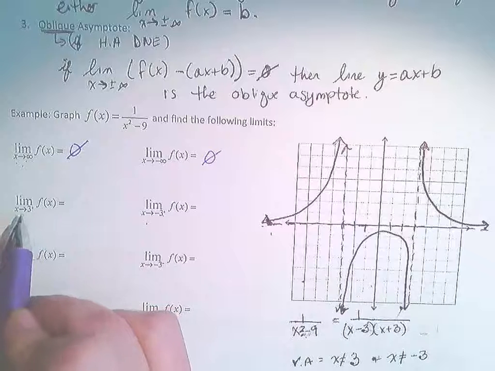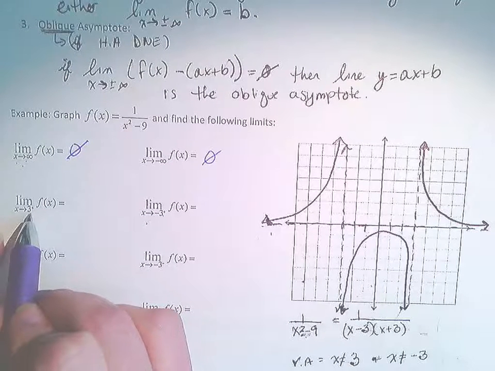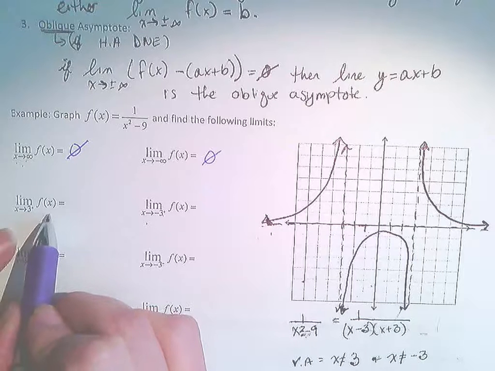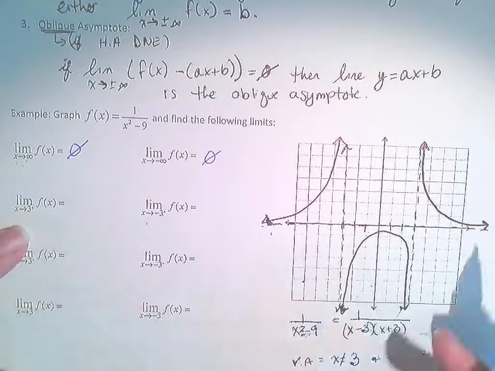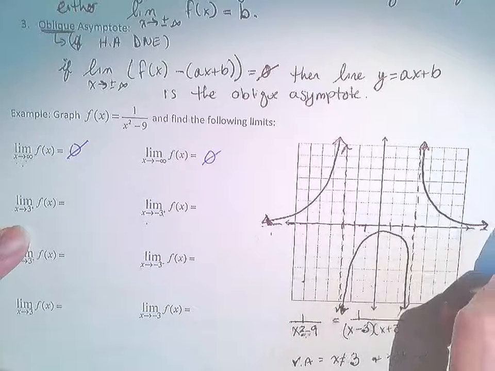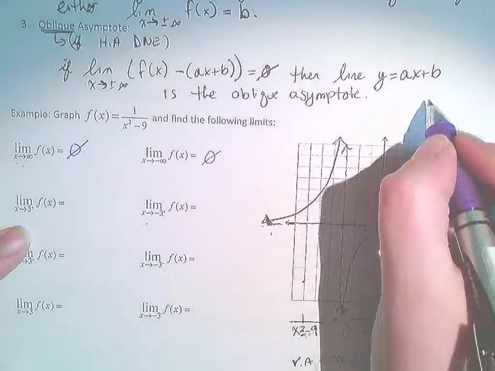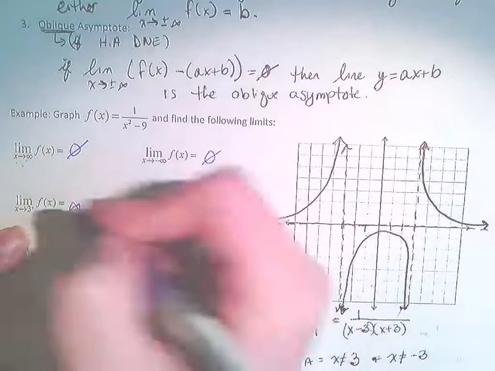The next one says, as x approaches 3 from the right, what is happening to f of x? So here's 3. If we're approaching it from the right, that means we're coming this way. What is happening to the function? It's going to positive infinity.